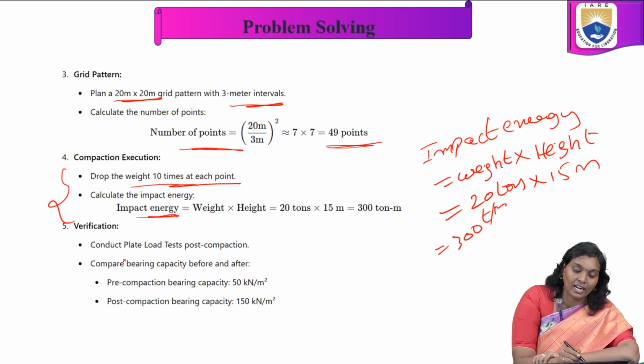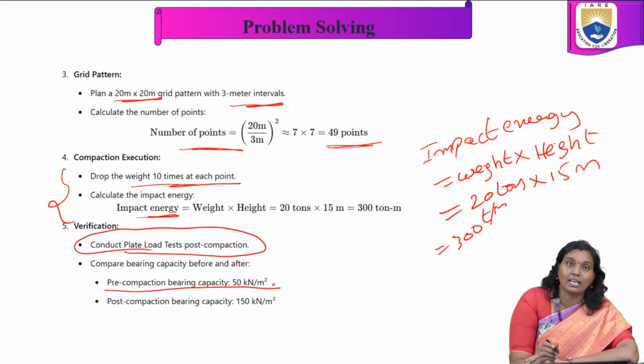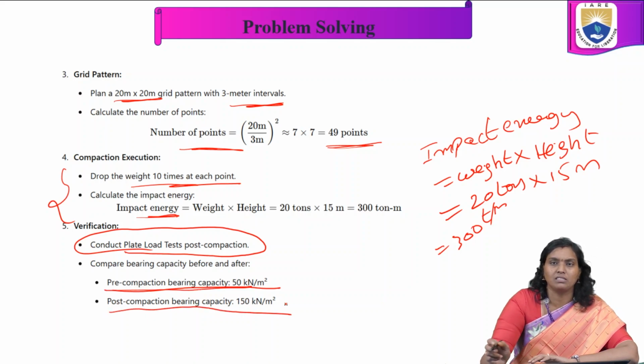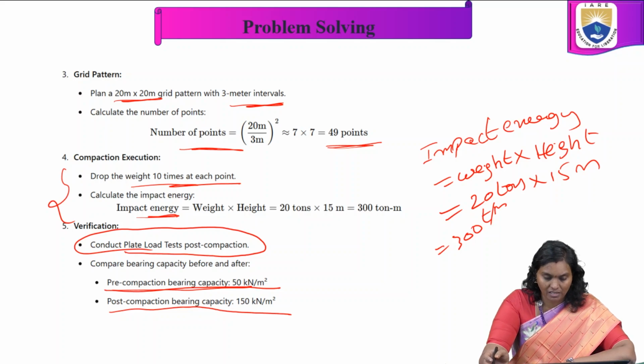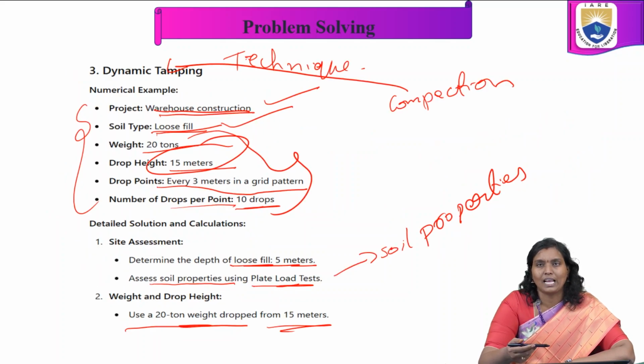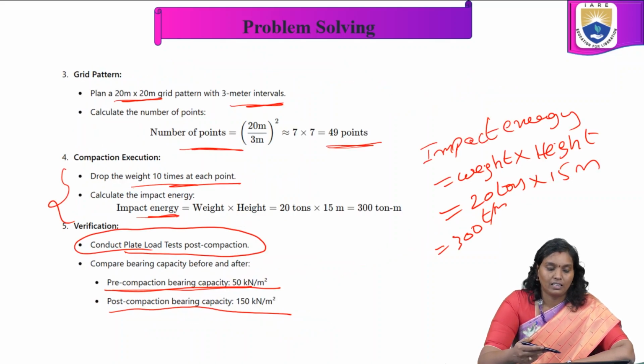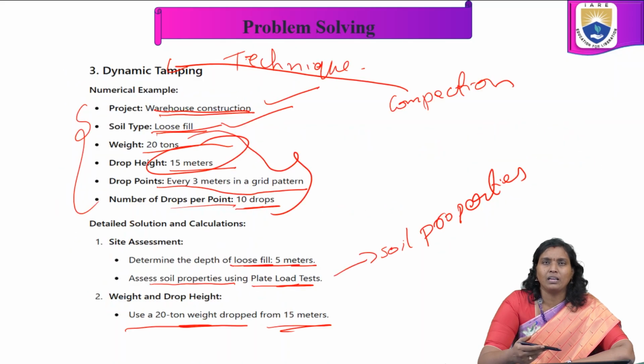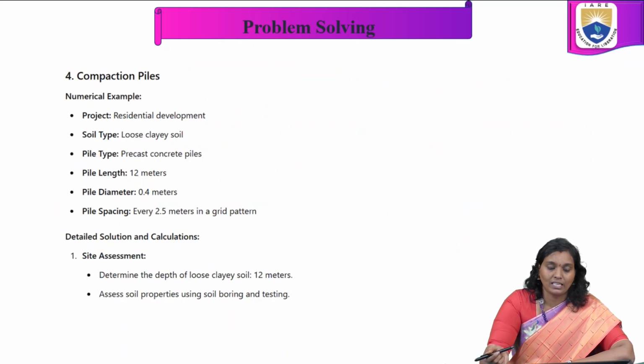Now verify, conduct a plate load test post compaction. So the post compaction bearing capacity is 150 kilonewton per meter square, and the pre-compaction bearing capacity is 50 kilonewton per meter square. This is for understanding how much the tamping technique improved the soil after compaction. So these are the things we are going to follow for dynamic tamping.